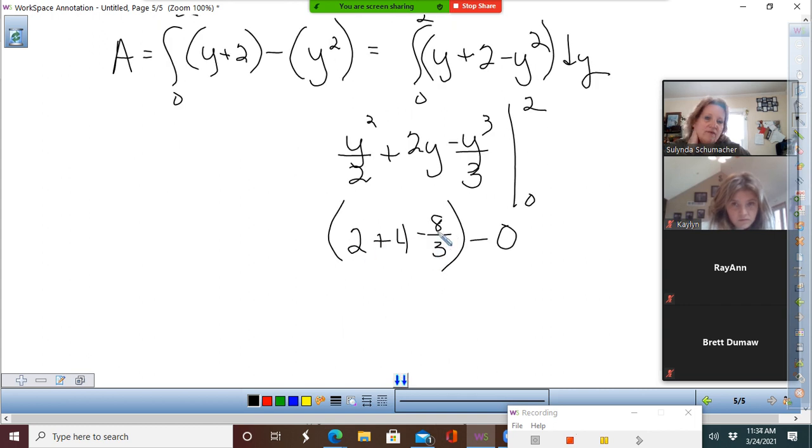All right, so simplifying this is 6 minus 8/3, or 18 over 3 minus 8 over 3, so this is 10/3. Is that what everybody else got too?